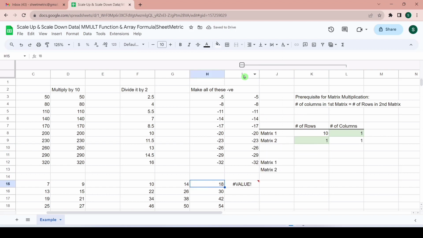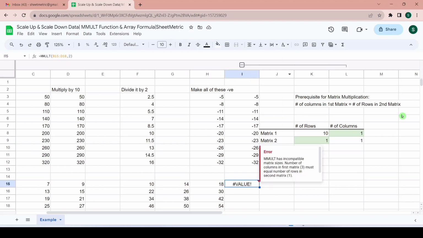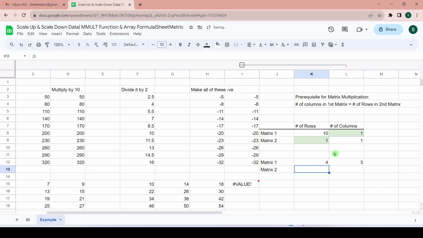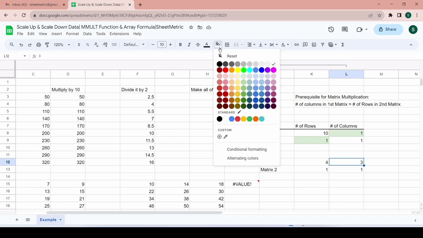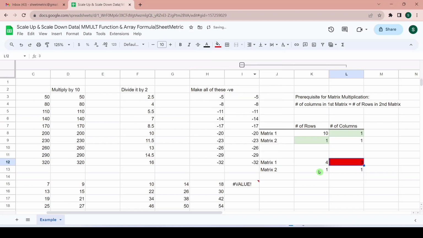However, here we were not able to do it because it has returned an error, because the number of columns in the first matrix is not equal to the number of rows in the second matrix. Here in the 2D table, it has 4 rows and 3 columns, and we were multiplying it by 10, which was a matrix with 1 row and 1 column. So the number of columns in the first matrix was not equal to the number of rows in the second matrix. That is why it has not worked.